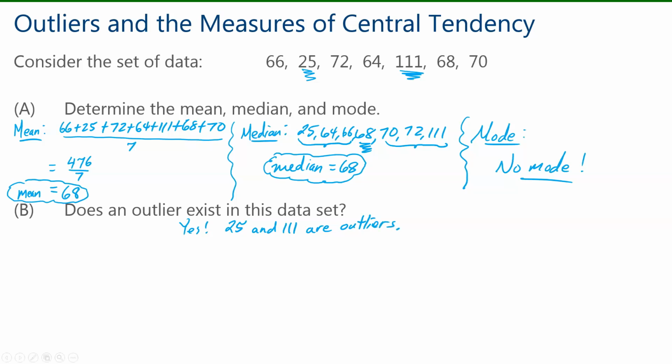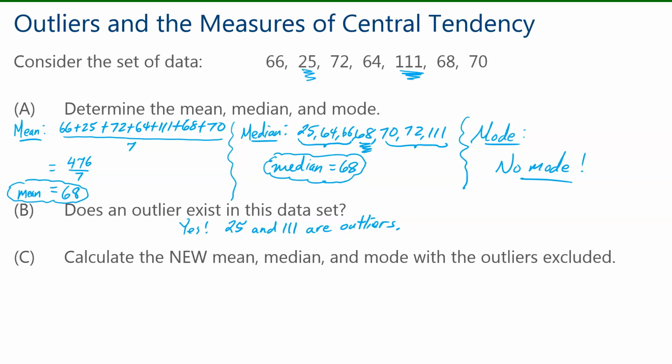And you know what's coming next. We are going to now calculate the new mean, median, and mode with the outliers excluded. Here we go. Mean, so we add the new set of data without the outliers. We have a 66, a 72, 64, 68, and a 70. Because we have now excluded 2 data values, that leaves us with 5. So we divide by 5. Add those values in the numerator, we get 340. Divide by 5, and our new mean is 68.